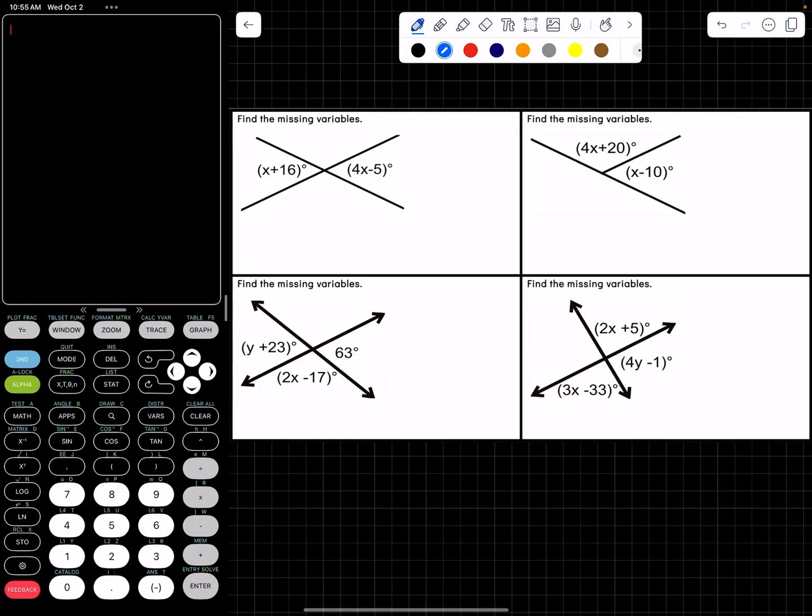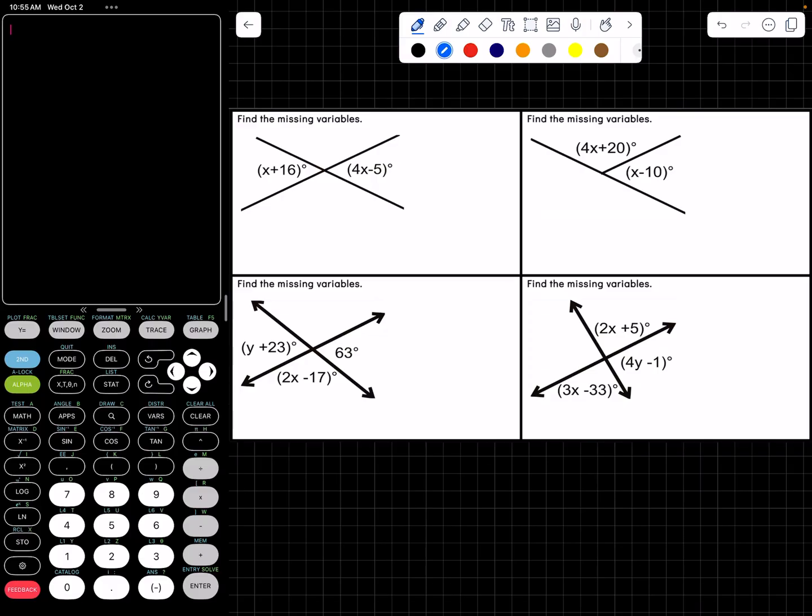We've done a lot of conceptual work up to this point. Now we're going to get into applying some algebra to these examples. So not only do we have to solve for x, but in order to do that, we've got to decide what type of angles am I dealing with to help me write my equation.